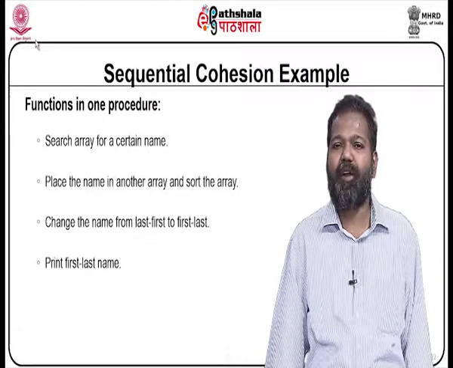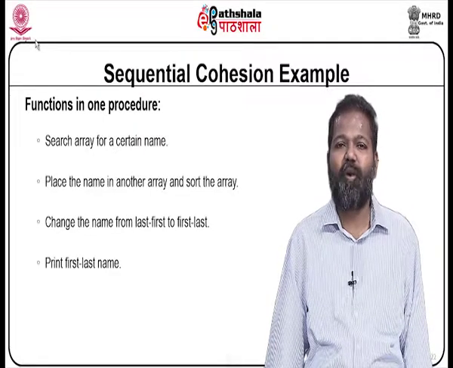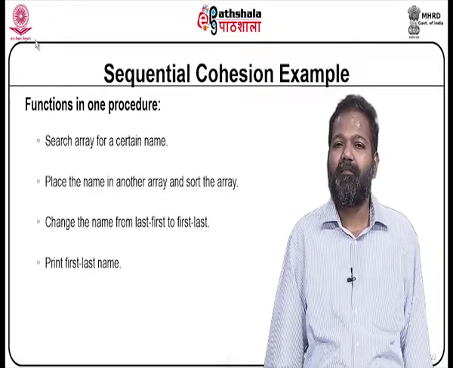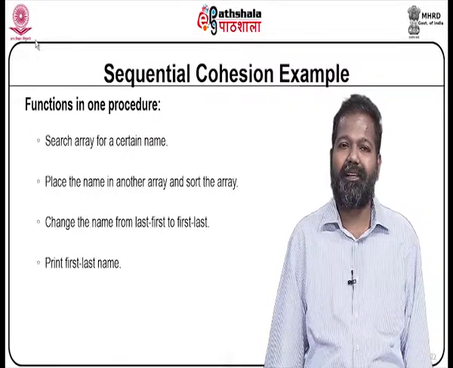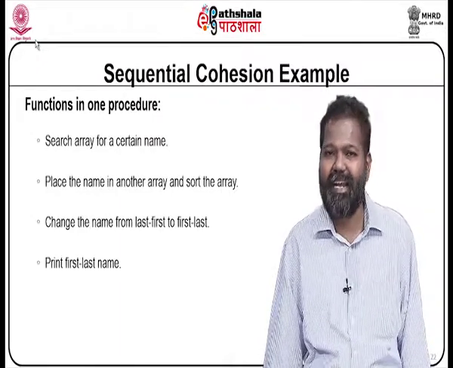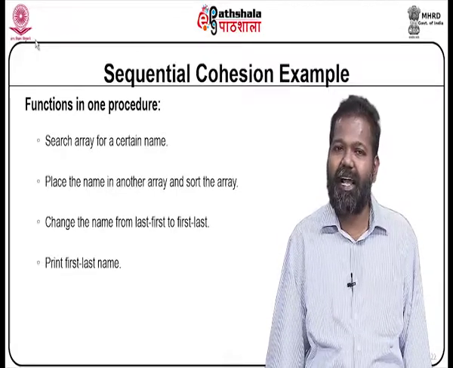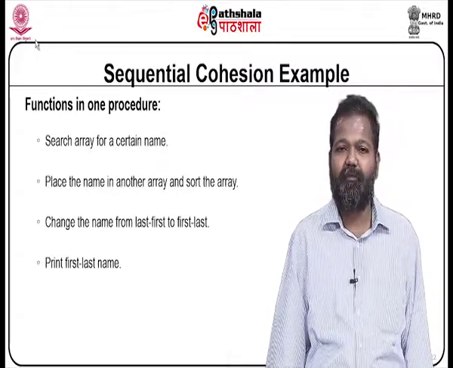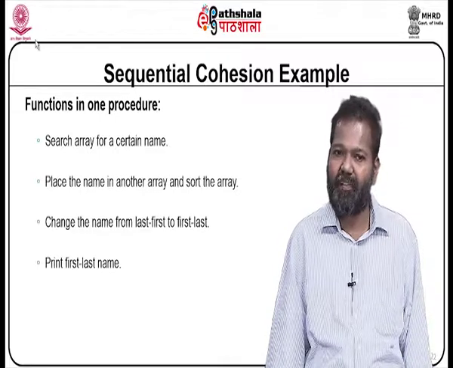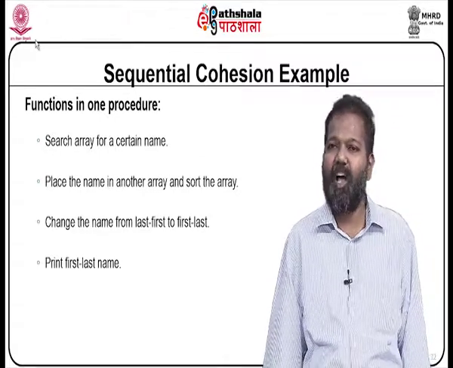An example for sequential cohesion: functions in one procedure. Search array for a certain name, place the name in another array and sort the array, change the name from last first to first last, print first last name.